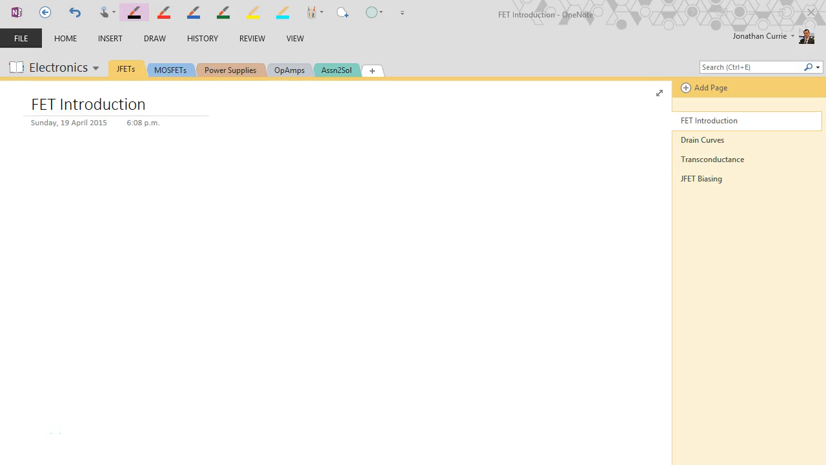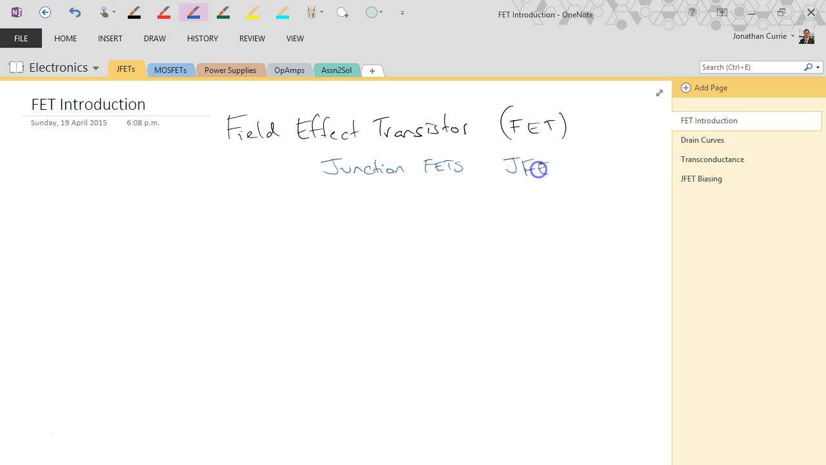In this video, we're going to have a look at the field effect transistor, also known as a FET. And particularly within the series of videos, we're going to be looking at junction FETs, which are abbreviated as JFETs.